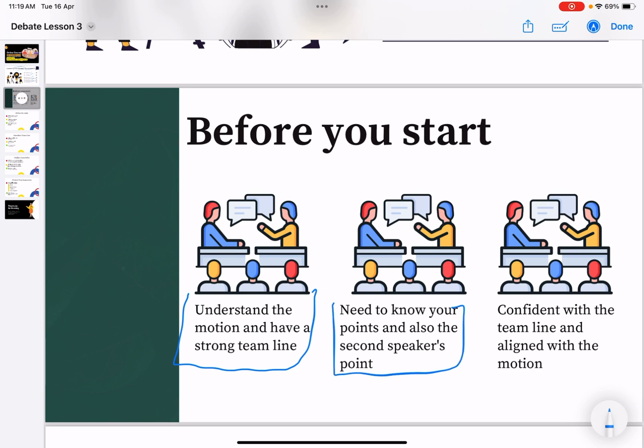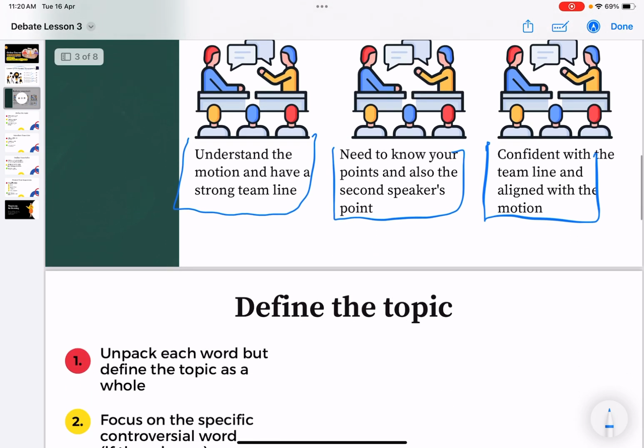You need to know your points and also know the second speaker's points. When you are doing the discussion, you must know what your point is and what your second speaker is saying, because you will need to say, as the first speaker, my point is under the keyword of, say, X, and my second speaker, or my deputy prime minister, will be giving his or her points under the keywords of Y and Z. So you need to know what the second speaker is also saying. You need to be confident with your team line, like what I just said, and align it with the motion. Understanding the motion is very important, but you must know your team line. You must be very strong with that. So that is before you start.